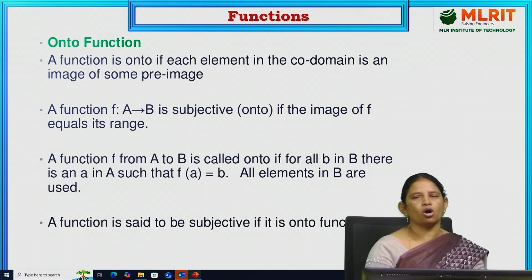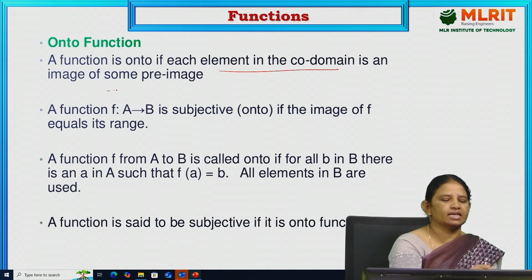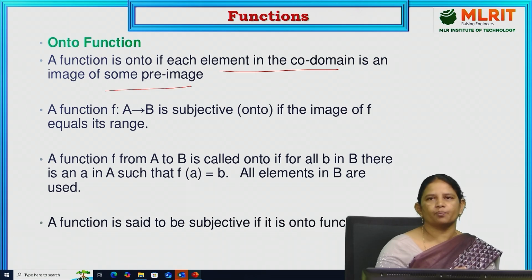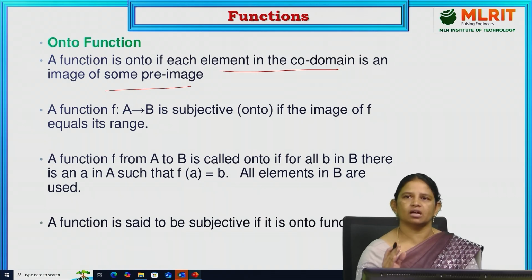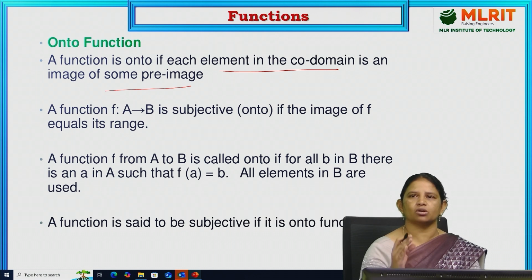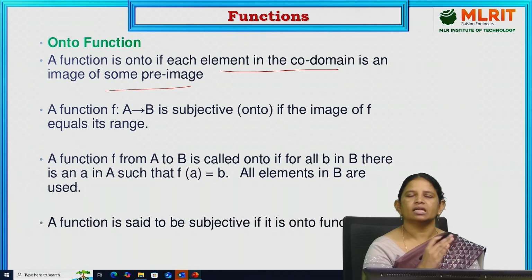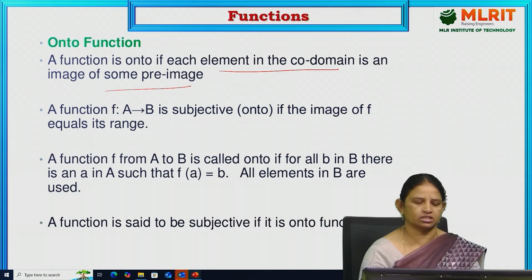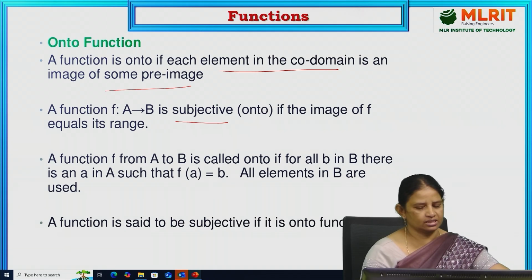The second type is the onto function. In an onto function, each element in the codomain is the image of some pre-image. That means we need to do the reverse. In the case of one-to-one, we verify the elements of set A, but in the case of an onto function, we concentrate on the codomain. If every element of the codomain has a pre-image in the domain, then it is an onto function. It is also called surjective. So the first one is injective, and the second one is the surjective function. Let us understand with the help of an example.